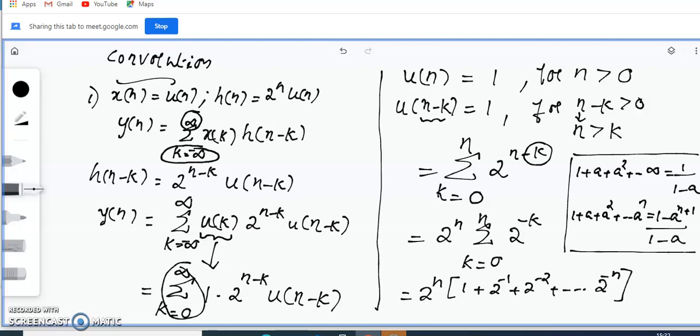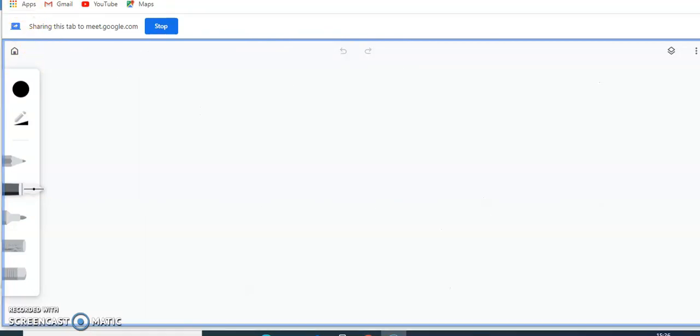Okay, we need to study only these two equations for solving all the questions. So 1 plus a square up to a raised to infinity is 1 by 1 minus a. 1 plus a square up to a raised to n is 1 minus a raised to n plus 1 divided by 1 minus a. So you can simply substitute that over here. I think you'll be able to do that yourself. Please try to do this yourself. So just apply that equation. What is the equation? 1 minus a raised to n plus 1 divided by 1 minus a.